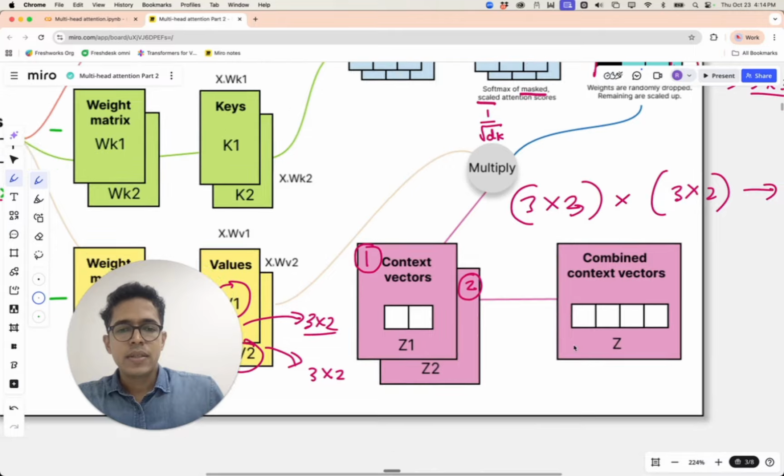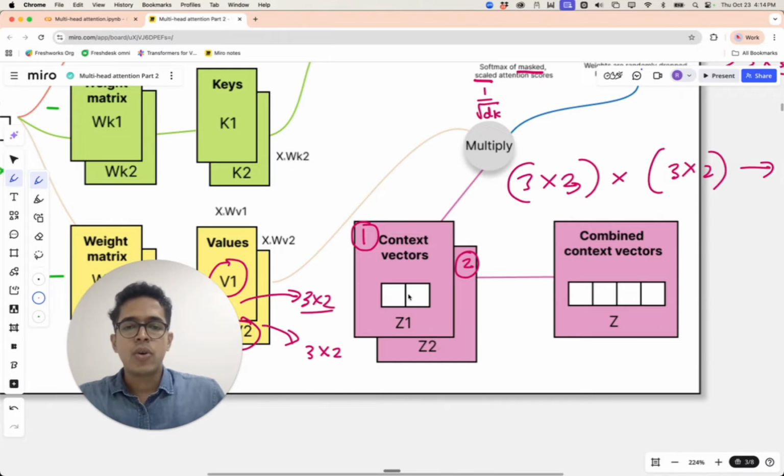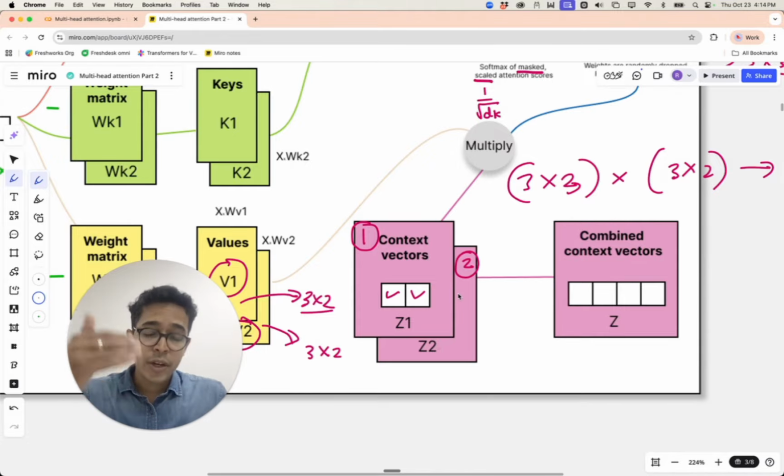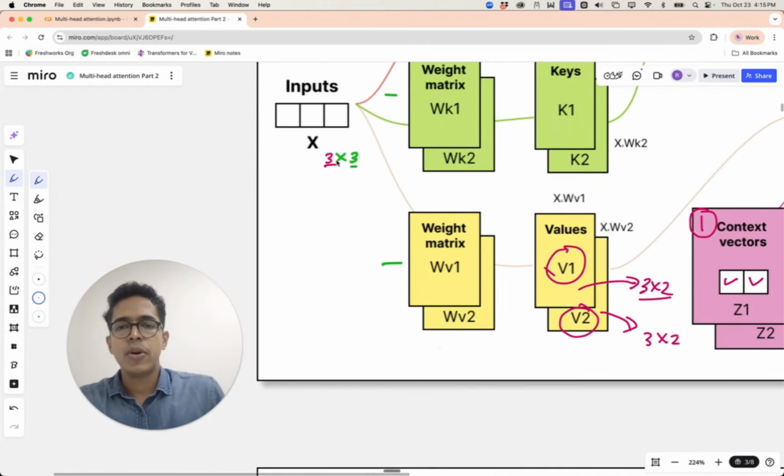And then what you do is, these are now 2 context vector matrices, but you just need 1 context vector matrix with just 3 rows. So then what you do is you concatenate this 2-dimensional vector from attention head 1 and the corresponding 2-dimensional context vector from attention head 2 to produce a 4-dimensional context vector: 1, 2, 3, 4. And how many such 4-dimensional context vectors will be there after this combination? There will be 3, because in the input you have 3 input vectors.